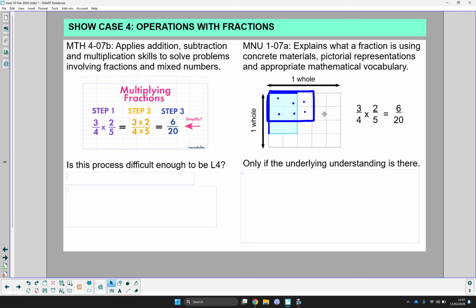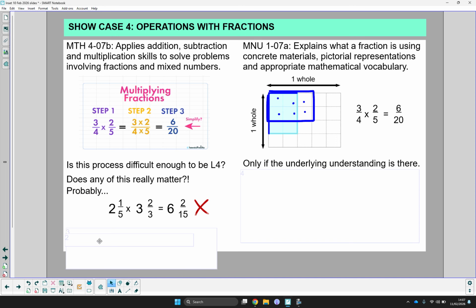You've also got the opportunity to talk about what a 20th is, this idea of we have 20 little boxes making up one whole box. So does any of it really matter? I mean, I wouldn't be saying pupils should draw a rectangle for every single problem they do, but giving them the opportunity to develop understanding can help.